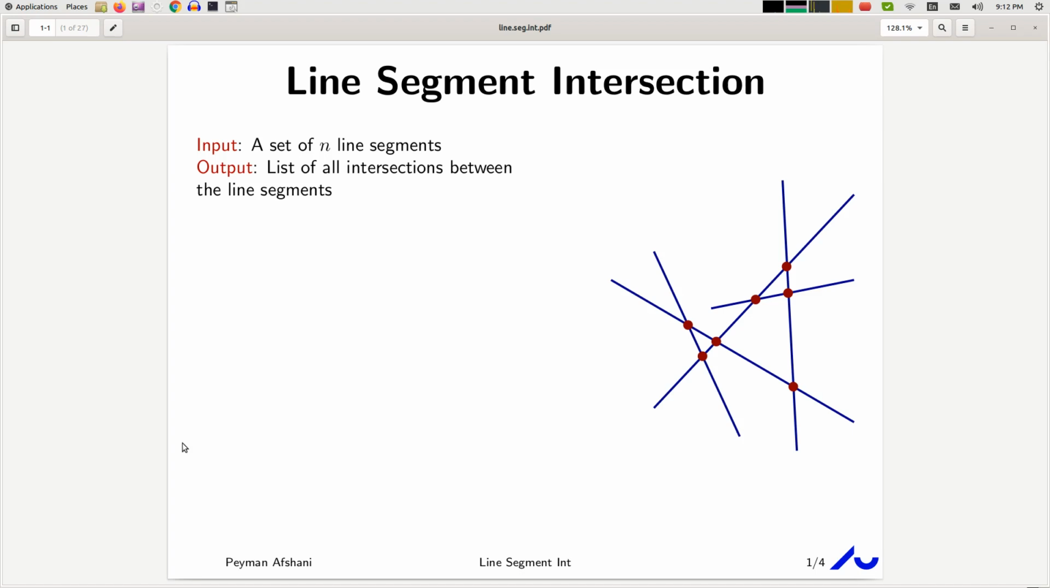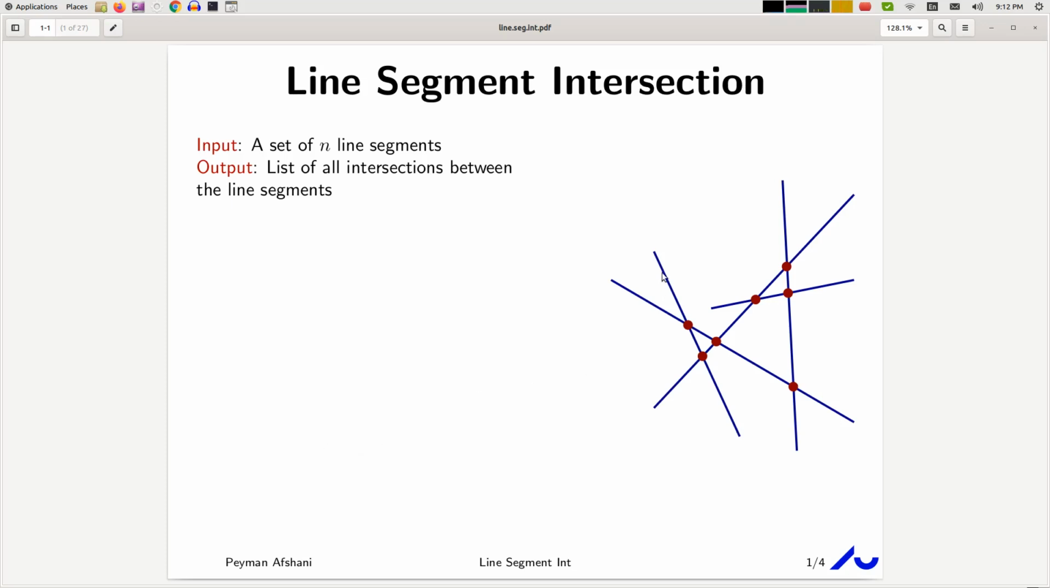We now look at a very famous computational geometry problem, and this is known as line segment intersection. This problem also admits a very interesting solution that is known as a sweep line. But before, let's just describe what this problem is about.